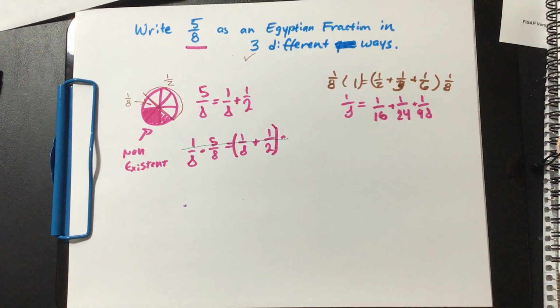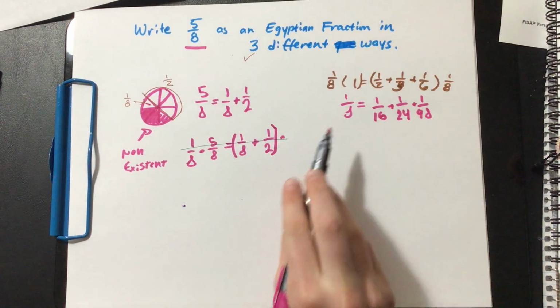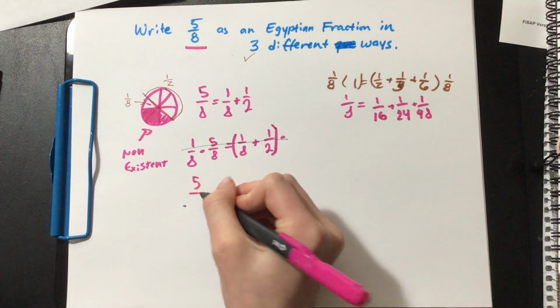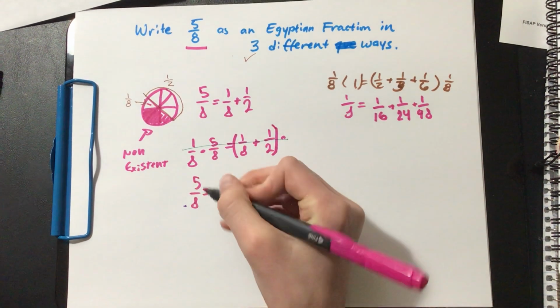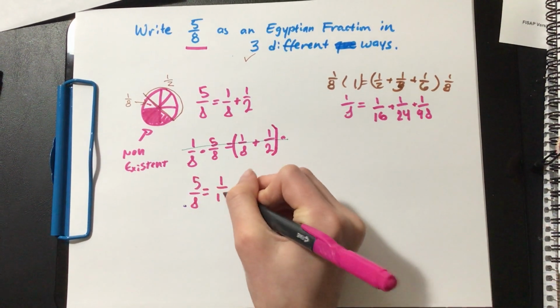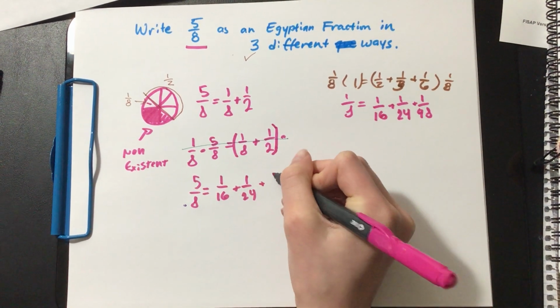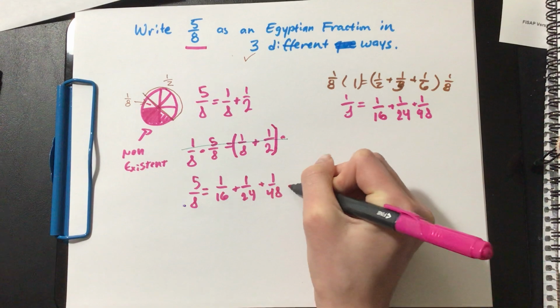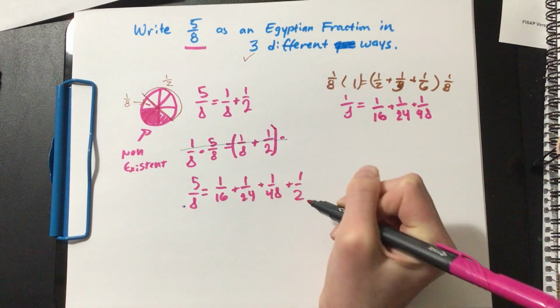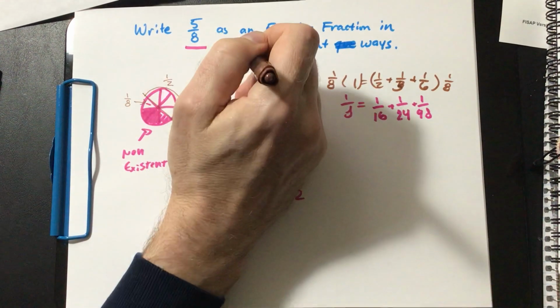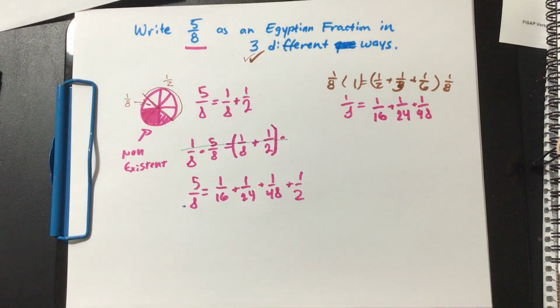Okay, yeah. Now, instead of taking this one and multiplying it by 1/8, now what do you do with that new info that you got? Now we plug that in for the 1/8 in our problem. So it would be 5/8 equals 1/16 plus 1/24 plus 1/48 plus 1/2. Good. So where did the 1/2 come from? It was already there. Great. So that's 2 ways. All right. Can you do a third way? We just need a third.